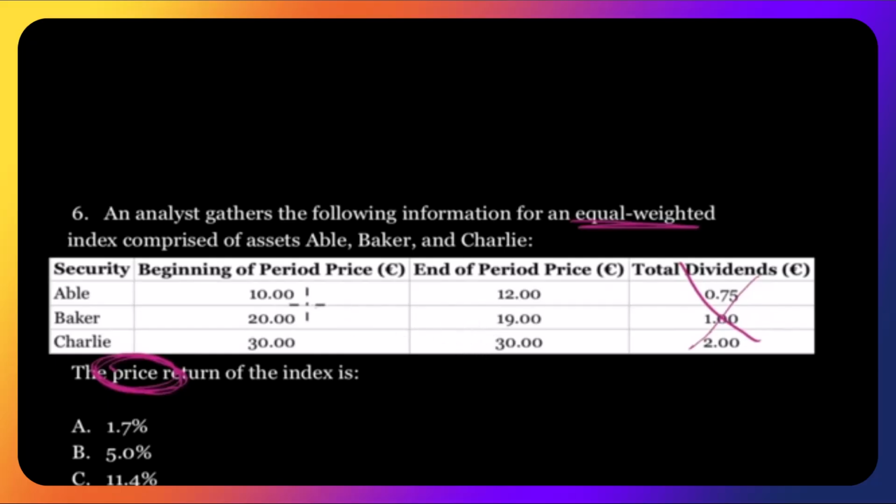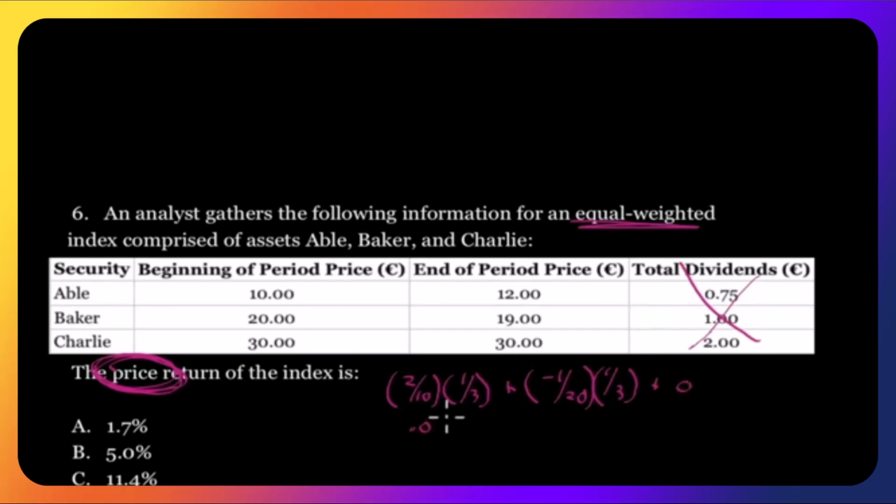So, what do we got? We need the return multiplied by its weight. In this one, it's rather easy to do, I think. We have beginning of period 10, end of period 12, so we have 2 over 10 multiplied by 1/3. That's its weighting, equal weighted. Plus, we have 20 minus 19, negative 1 over 20 multiplied by 1/3. Plus, we have 30 and 30, 0. So we just have to calculate these two.